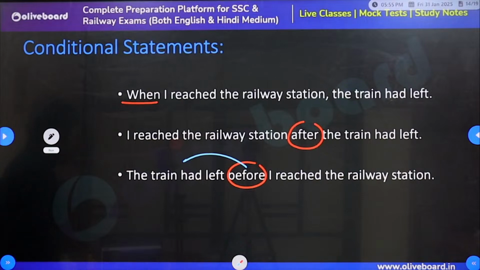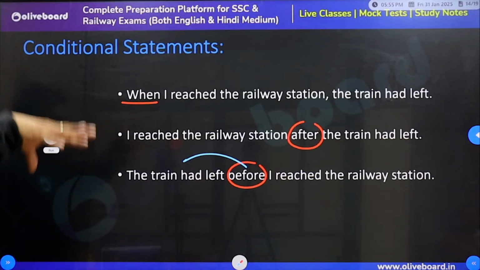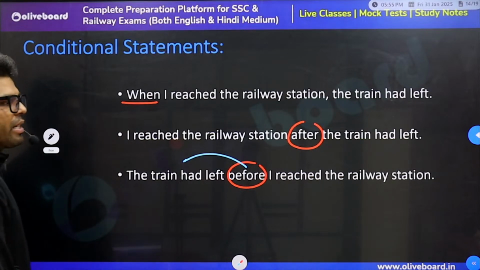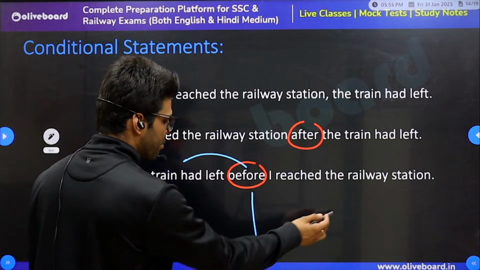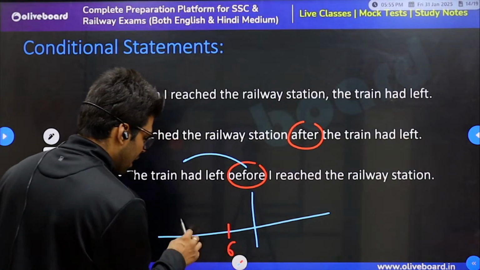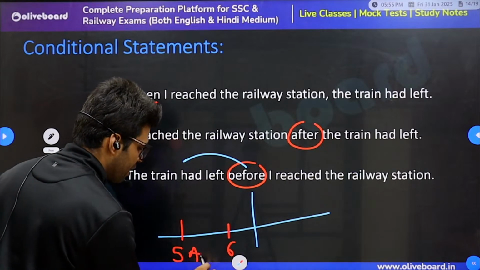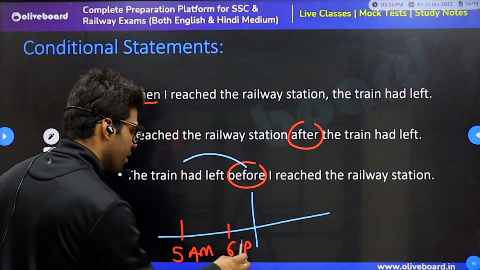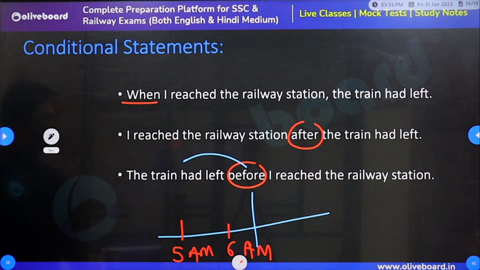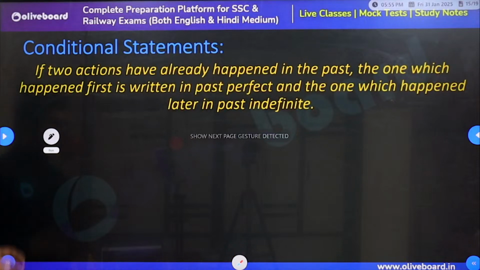Anjali, the timeline, great, and thank you so much. So I reached after the train had left, but the train had left before I reached the railway station. Every statement is talking about the same thing in general, where one action happened, the other one had happened before. I reached at 6, but the train had left at 5 and such. Let's practice these also. This is the logic you can remember.